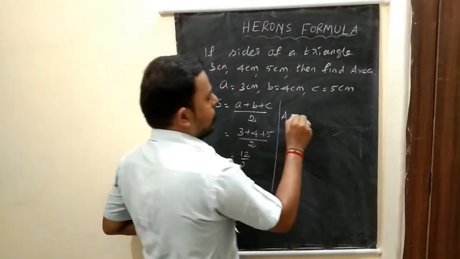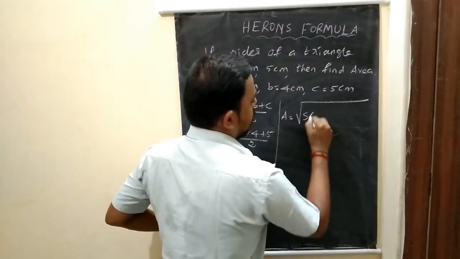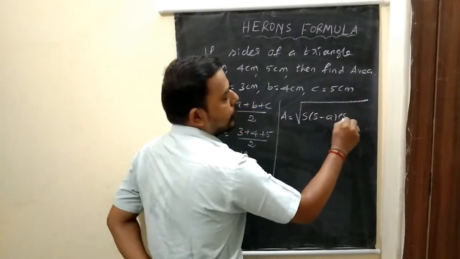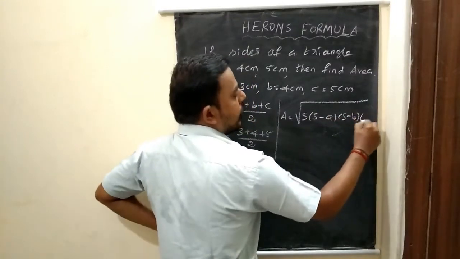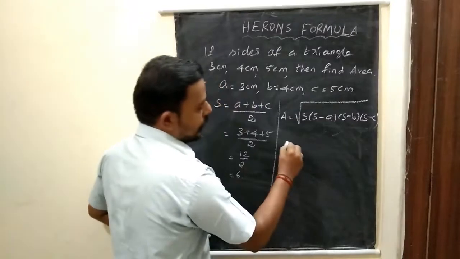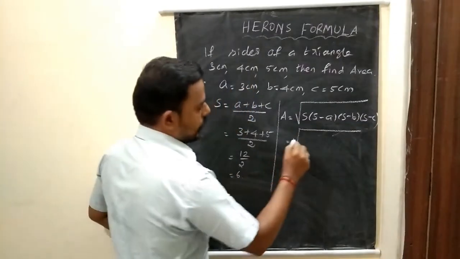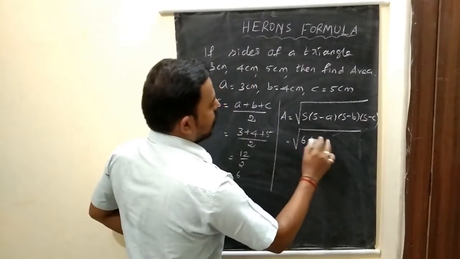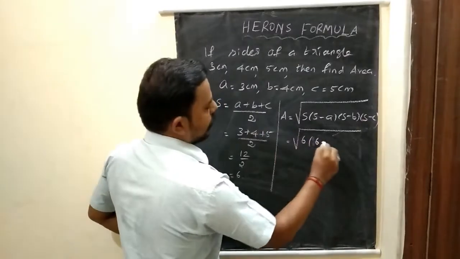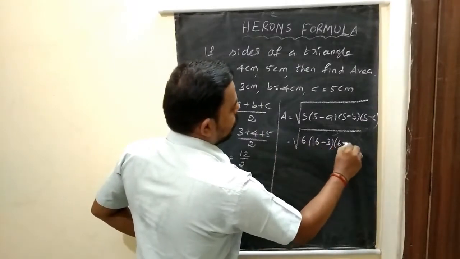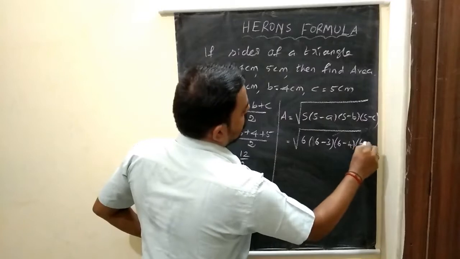Now area equal to square root of S into S minus A into S minus B into S minus C. That is square root of S value 6. So 6 into 6 minus 3 into 6 minus 4 into 6 minus 5.